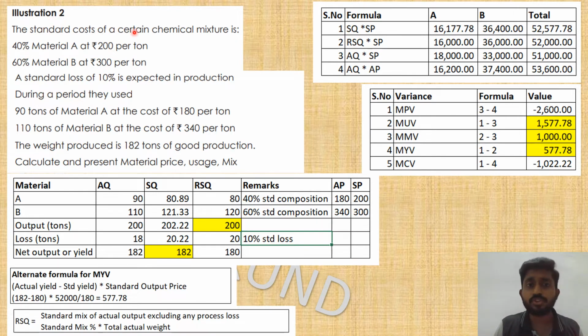So the standard cost of a certain chemical mixture is 40% of material A at 200 per ton. These are all standard. For creating the chemical mixture, the company takes 40% of A, bought at 200 rupees per ton, and 60% of B, bought at 300 rupees per ton. When you mix this in this proportion, there will be a standard loss also.